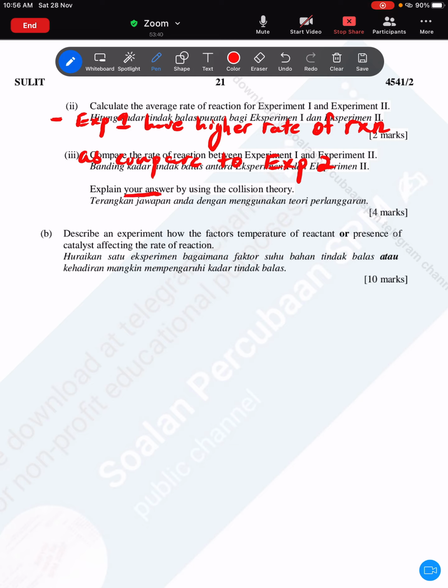Explain your answer by using collision theory. Mamma mia. Guys, collision theory, how many factors of collision theory do we have? Tell me. I have explained. How many factors that affect the collision theory? Pardon? Collision theory ada berapa? No, that is the rate of reaction punya factors. 5 is rate of reaction.